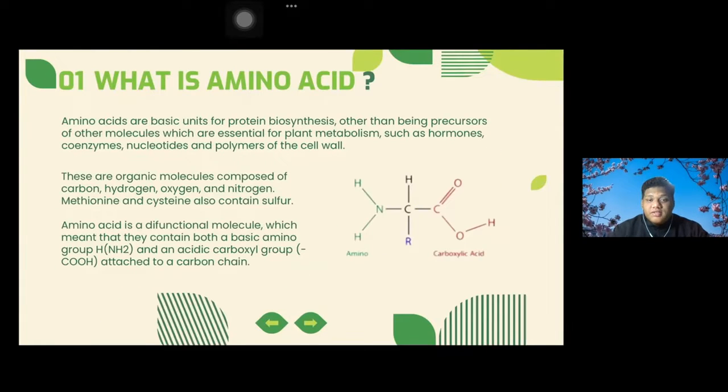So what is amino acid? Amino acids are basic units for protein biosynthesis, other than being precursors of other molecules which are essential for plant metabolism, such as hormones, coenzymes, nucleotides, and polymers of the cell wall. These are organic molecules composed of carbon, hydrogen, oxygen, and nitrogen. Methionine and cysteine also contain sulfur. Amino acid is a difunctional molecule, which means that they contain both a basic amino group and an acidic carboxyl group attached to a carbon chain.